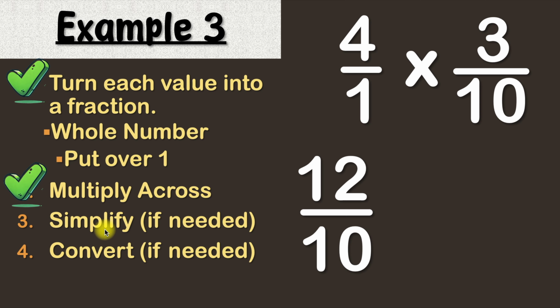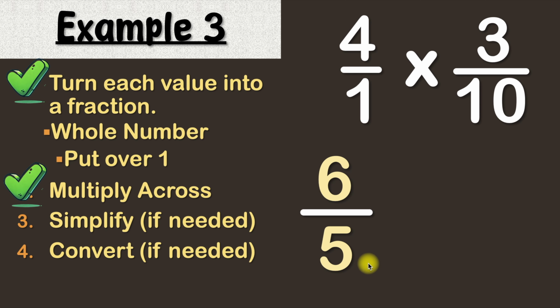Step 3 is to simplify. 12 and 10 can both be simplified by dividing by 2. So what's 12 divided by 2? Well, that's 6. And what's 10 divided by 2? Well, that's 5. So since we can't simplify this anymore, we're done with step 3.